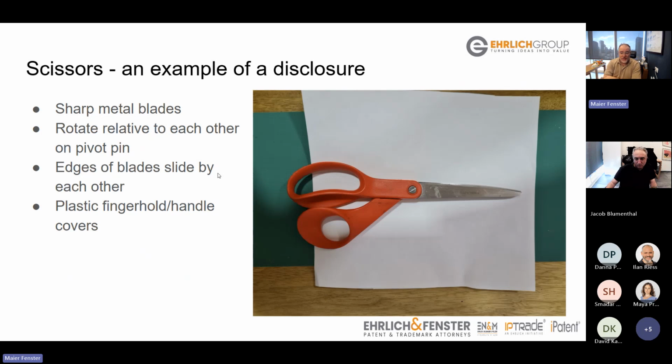I decided to give you an example. Okay, here's a pair of scissors. I have one exactly like this at home. Took a picture. And you can see it has two sharp metal blades, pointy at the end. They rotate relative to each other on a pivot pin. And when they rotate, the edges of the blades slide by each other. And you can see this cool orange plastic finger hold.